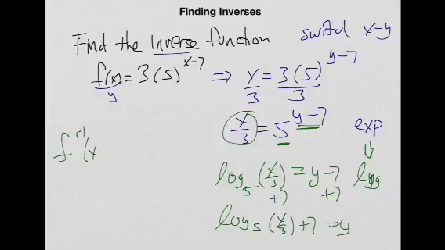F inverse of x equals log base 5 of x over 3 plus 7. And it makes sense because my exponential was base 5, my logarithm is base 5. That should happen.